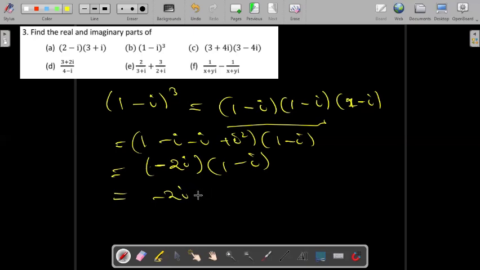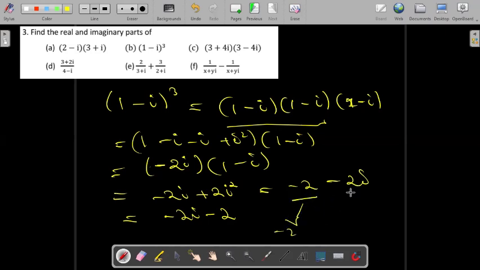Then, of course, that will be plus 2i squared. Then there you replace your -1. Then you just get negative 2i, then that will be minus 2. So you can write this as -2 minus 2i. You see that your real part there is -2. Imaginary part also is -2. So that's how you work out this one.